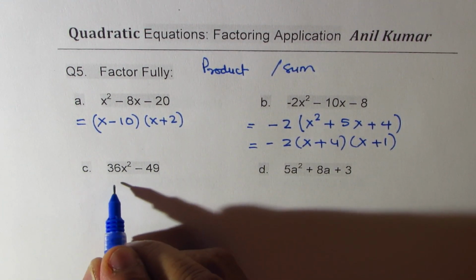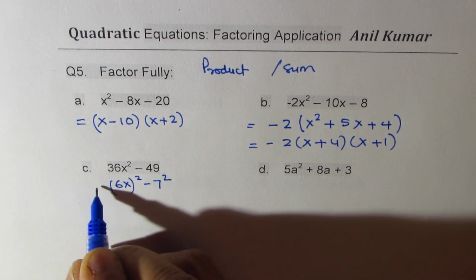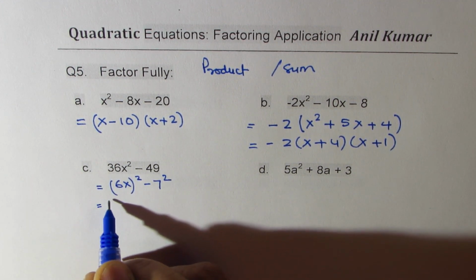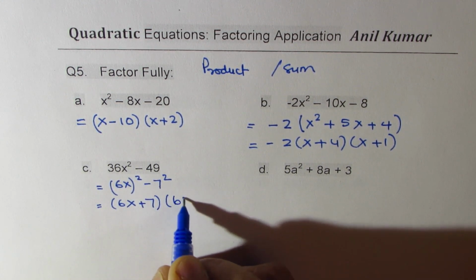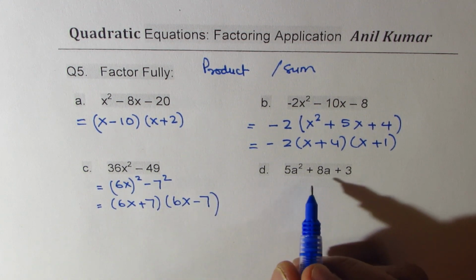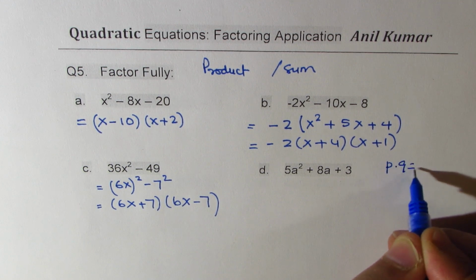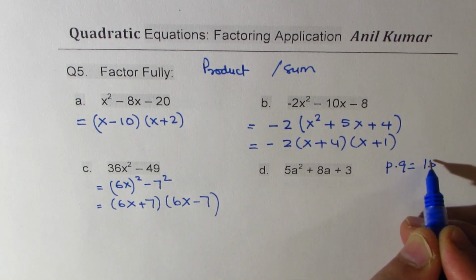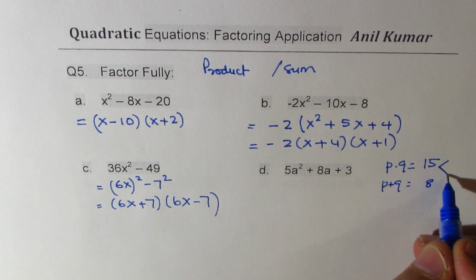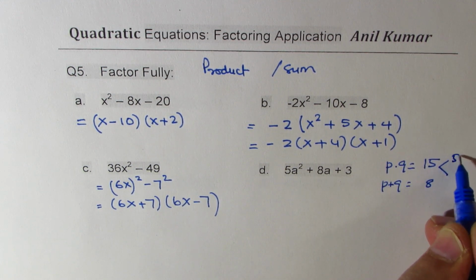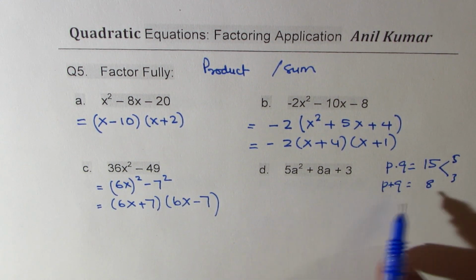This is difference of squares. We could write this as 6x whole square minus 7 square. And now we can factor this as 6x plus 7 times 6x minus 7. Now here we have a quadratic equation where we want product to be 5 times 3 as 15, and the sum should be equal to 8. So the numbers are 5 and 3, right? That should give you sum of 8 and product of 15.